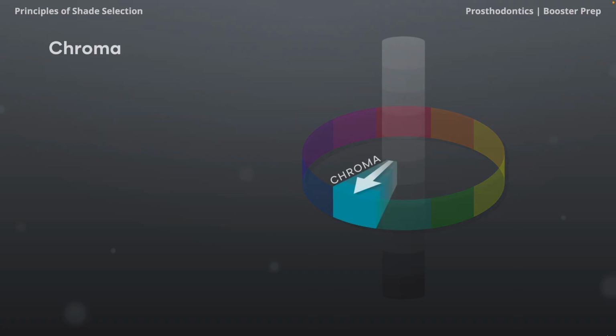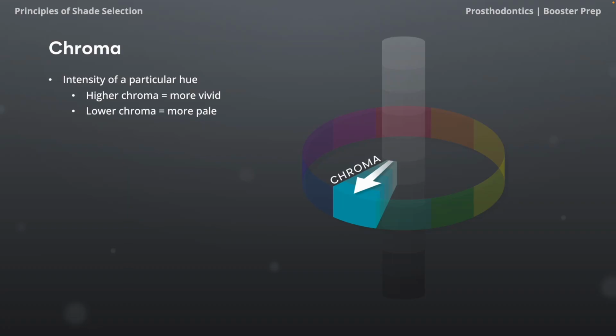Okay, time for chroma, which refers to the intensity or saturation of a particular hue. So in this case, blue will be the hue, and all the different types of blue you see here are just different intensities of blue. So a tooth with a high chroma will have a more intense, vibrant color, while a tooth with low chroma will appear pale or more muted.